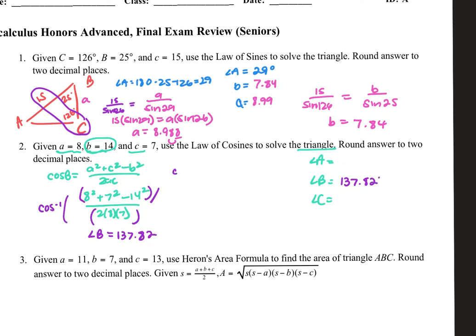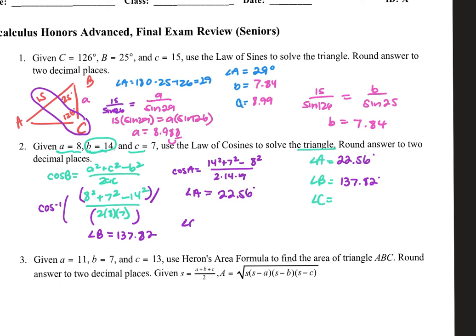Then if I want to find A, cosine of A would be B squared, so 14 squared, plus C squared, 7 squared, minus A squared, which is 8 squared, over 2 times 14 times 7. And again, I'm going to second cosine that whole thing, putting the parentheses before the 14, after the 8 squared, and then open them again at the beginning after the divided by, 2 times 14 times 7. Oh sorry, I said 17, that should be 7. Angle A is 22.56 degrees.